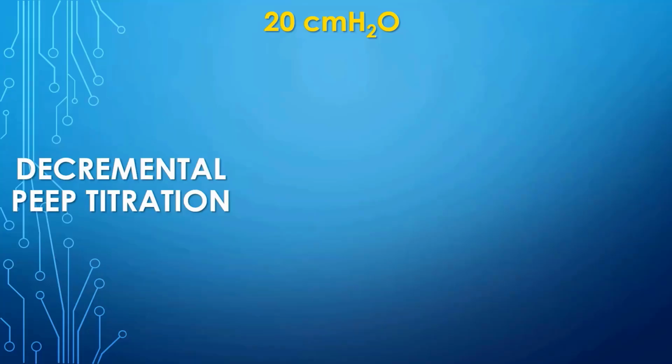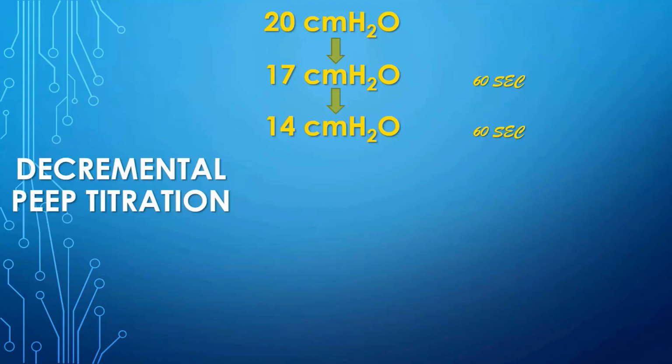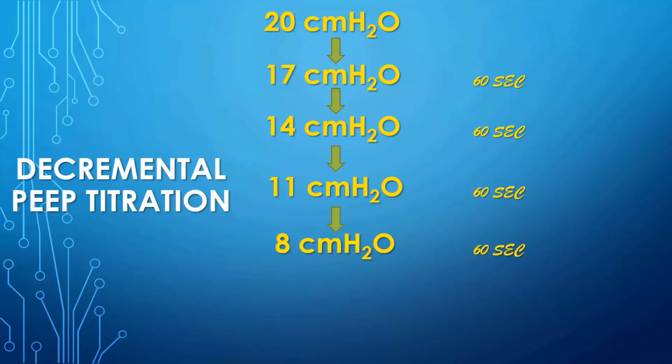The second stage, starting from the PEEP of 20, is the decremental PEEP titration. During this stage, the goal is to find the PEEP related to the maximal compliance along the decremental PEEP steps. PEEP should be decreased in 3 cm of water steps of 45 to 75 seconds each.